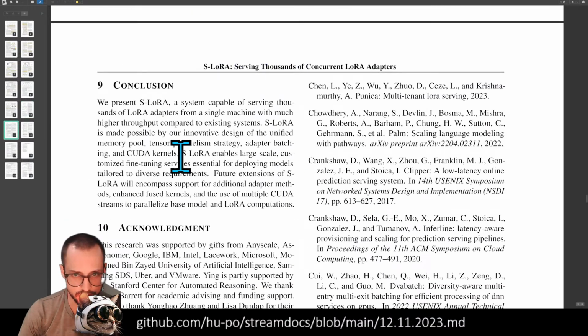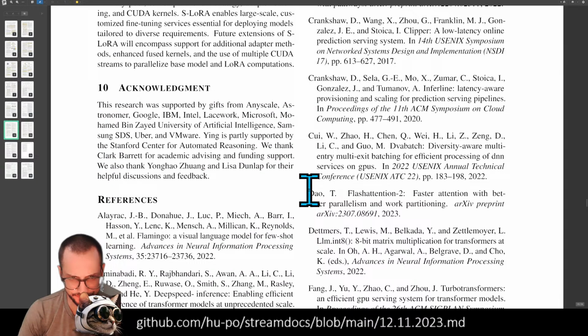Fancy related work. Conclusion. We present S-LoRA, a system capable of serving thousands of LoRA adapters from a single machine with much higher throughput compared to existing systems. S-LoRA is made possible by our innovative design of the unified memory pool, tensor parallelism strategy, adapter batching, and CUDA kernels. S-LoRA enables large-scale, customized fine-tuning services essential for deploying models tailored to diverse requirements. Future extensions of S-LoRA will encompass support for additional adapter methods, enhanced fused kernels, and the use of multiple CUDA streams to parallelize base models and LoRA computations.